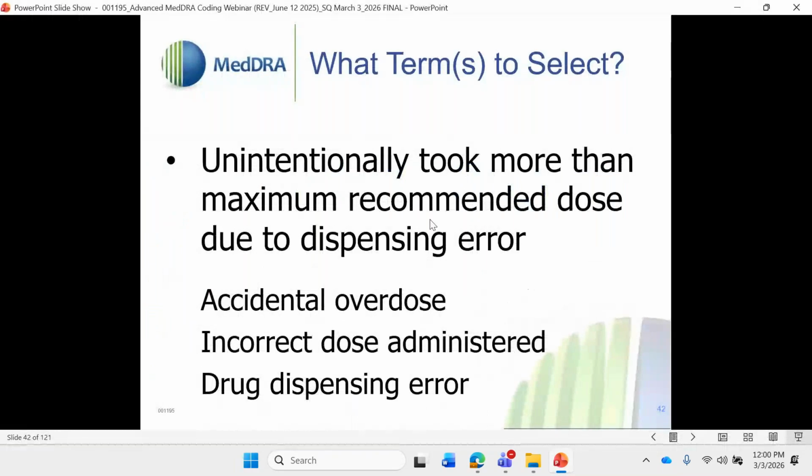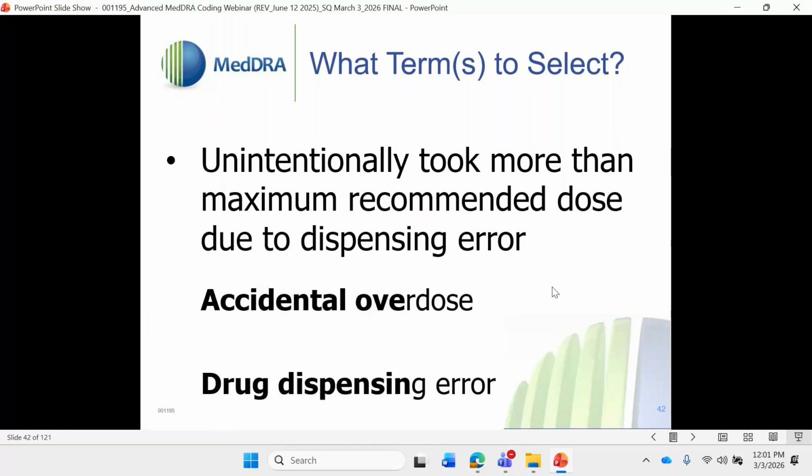Because it's described here as an overdose, and it matches my MedDRA concept description, I was able to choose the term accidental overdose. It's unintentional. When something is unintentional, it's accidental. So the correct coding for this particular verbatim string would be accidental overdose, as well as drug dispensing error. Okay.